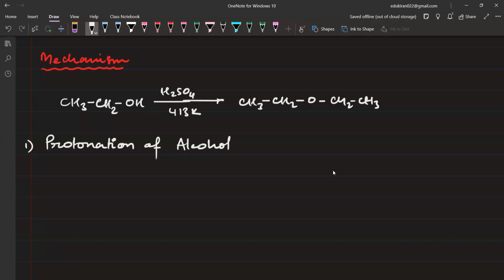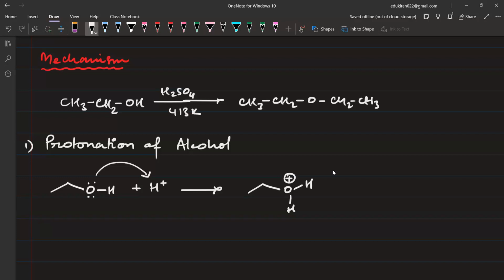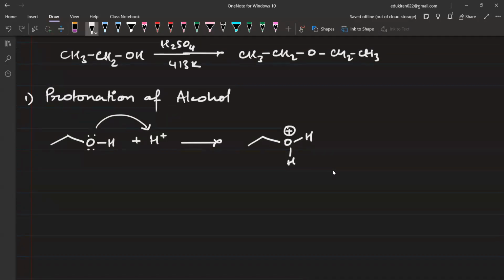In protonation of alcohol, first of all, you have OH. In the presence of H2SO4, there will be H plus ion in the solution. This H plus ion will be attacked by the lone pair of oxygen atoms, leading to formation of protonated alcohol. That means the alcohol is as it is, and it is having one more hydrogen atom. Now this oxygen atom will have a positive charge. Next is the attack of nucleophile.